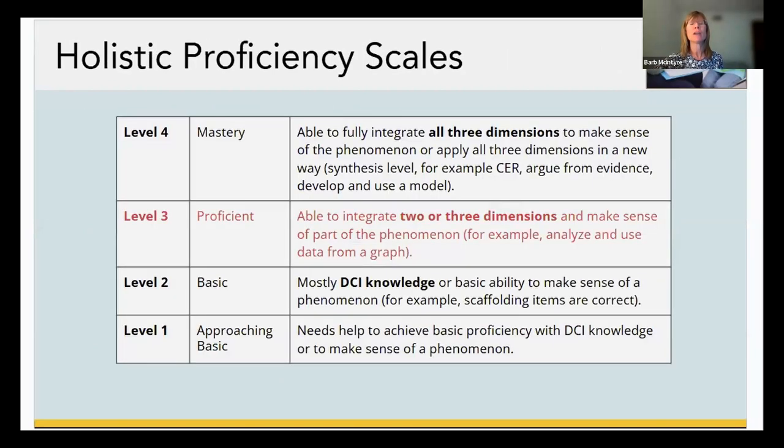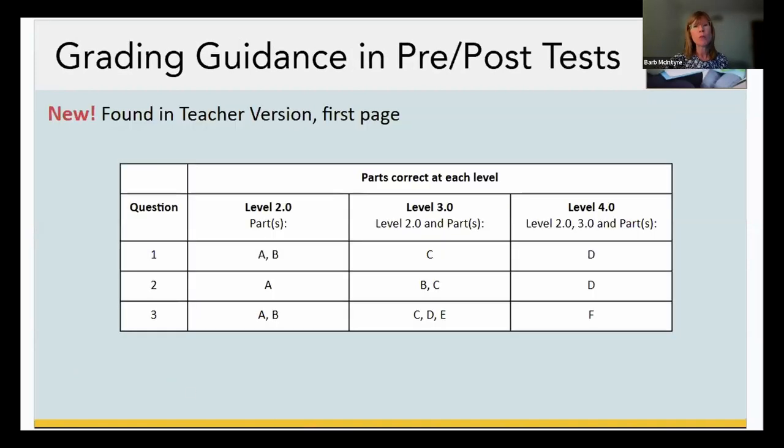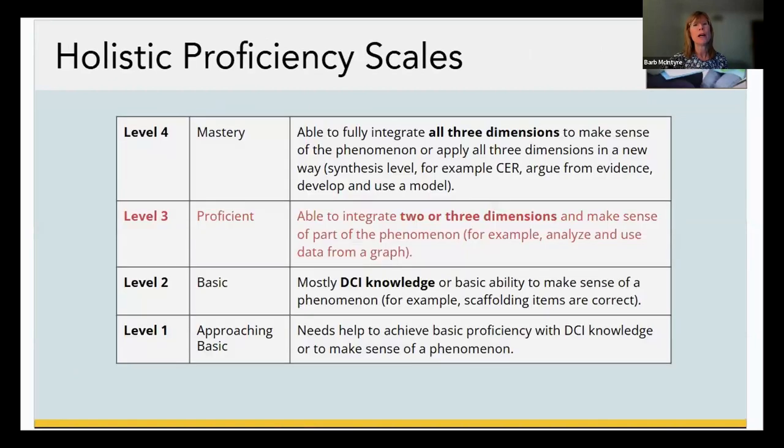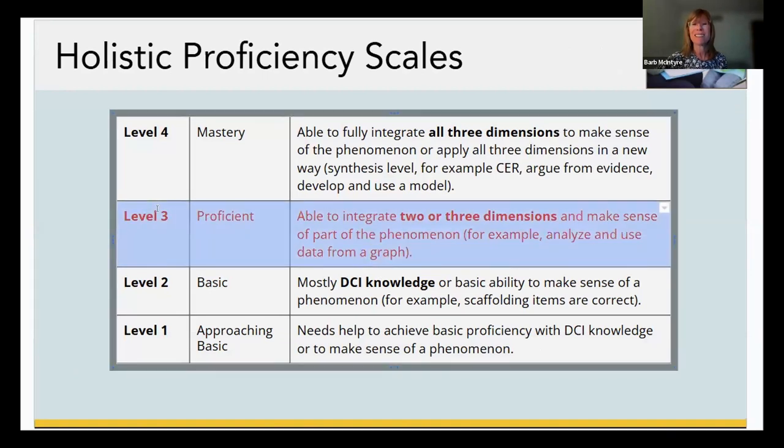And just a quick reminder of our levels. We don't give you a level 1, because at level 1, students need help even to get to those first easy multiple choice questions. At level 2, they're getting mostly DCI knowledge. They have a basic ability to make sense of the phenomenon. Usually they're going to get a couple of scaffolding items correct to be at level 2. Level 3, we consider this proficient. So generally, that's going to be the DCI and the SEP. There might be a little CCC.